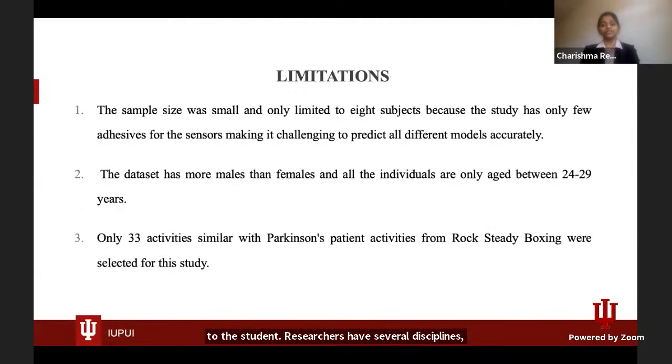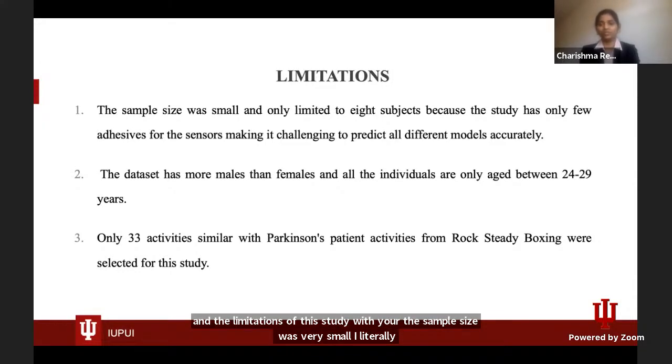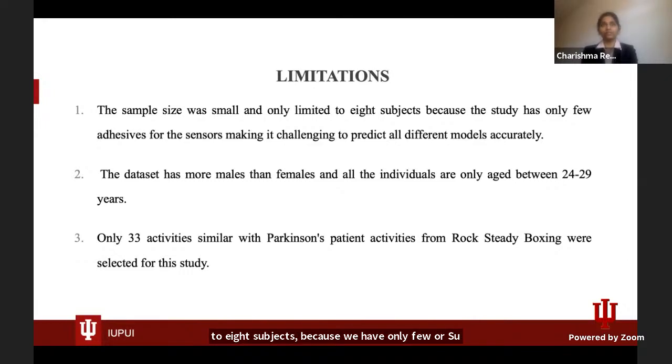And the limitations of this study include the sample size was very small and only limited to 8 subjects because we had only a few adhesives available while we were performing the study. And the data set has more males than females, and the individuals are only aged between 24 to 29 years. And from rock steady boxing, we have selected only 33 activities similar to those Parkinson's patients have performed, because we want to compare this data set with the PD patients in the future.